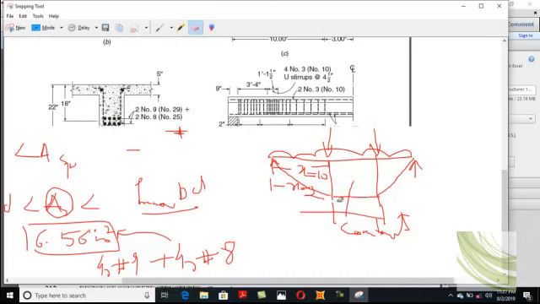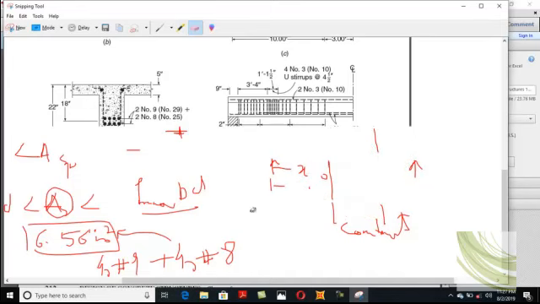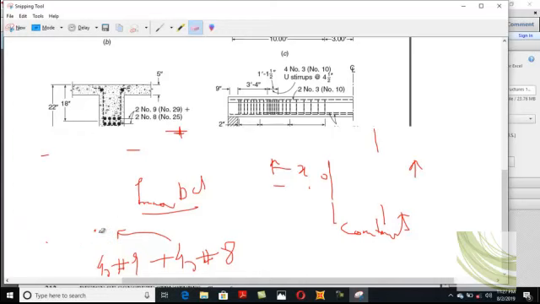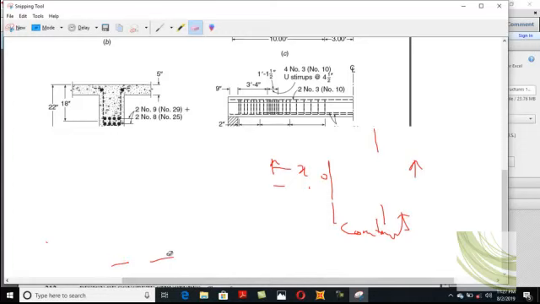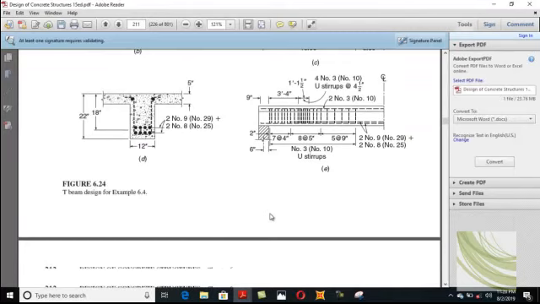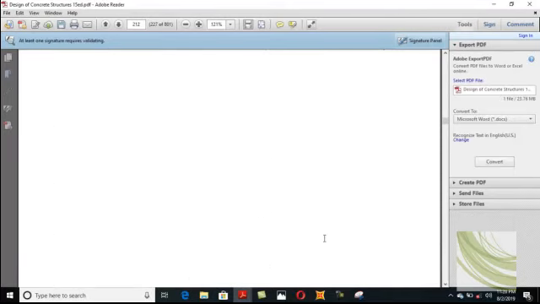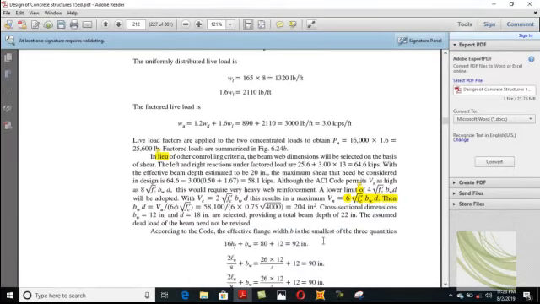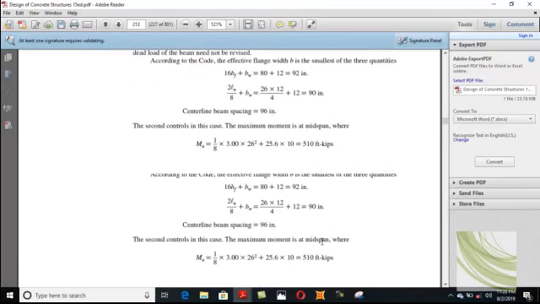Now this is the design. Clear? This is the flexure design. Now I think they did the shear design. So you see how we calculate this flexure reinforcement and how they place it. Clear? So after that, I think they will do the shear design. So let's see.